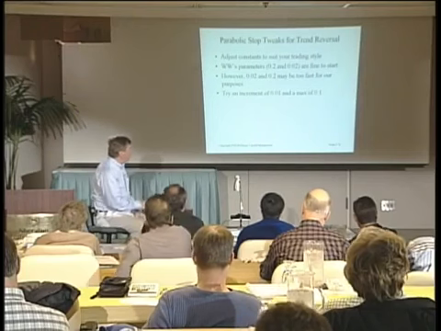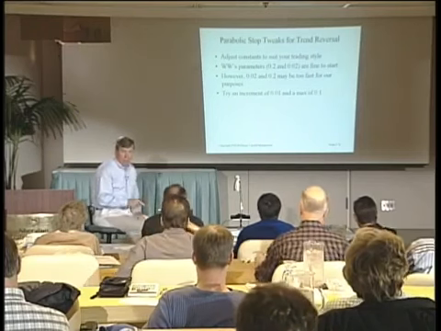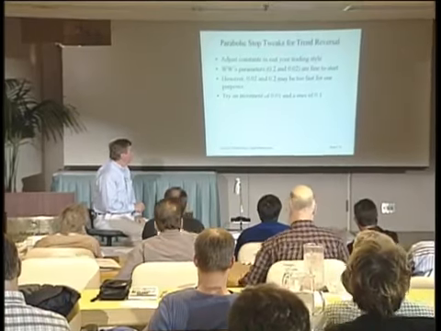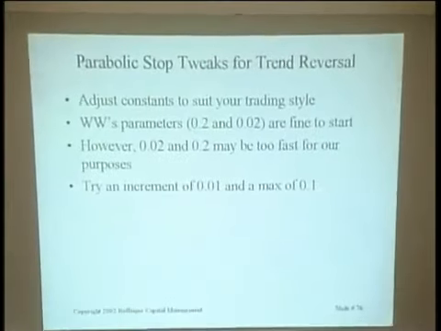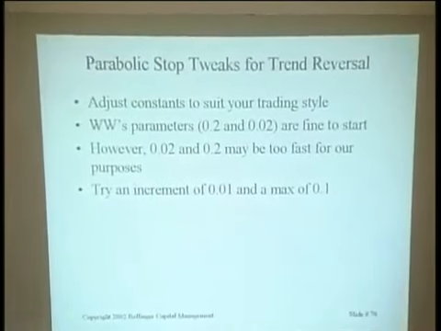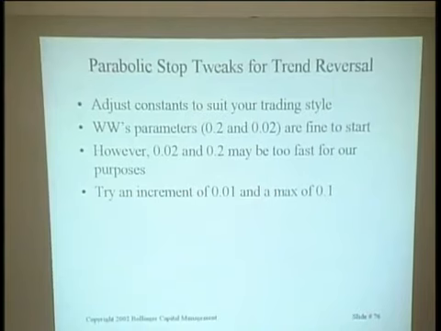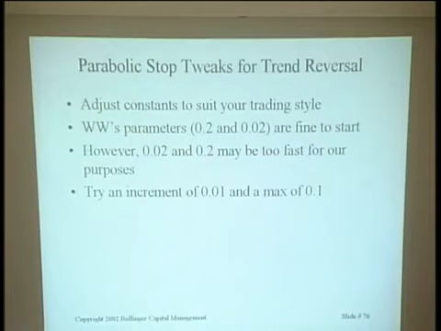I myself have found that for our purposes, for these types of systems, an increment of 0.01 and a maximum step of 0.1 are really good values. It really slows the parabolic down. Otherwise, you're going to find this stop is going to be pulling you out of the trade too early for our purposes. So here are his parameters. By all means start there and experiment. Here are the parameters that I have found to work real well, and they're the parameters I use in my examples.